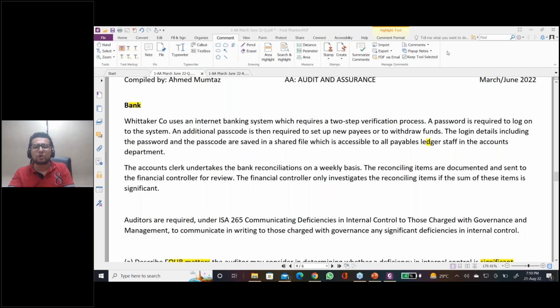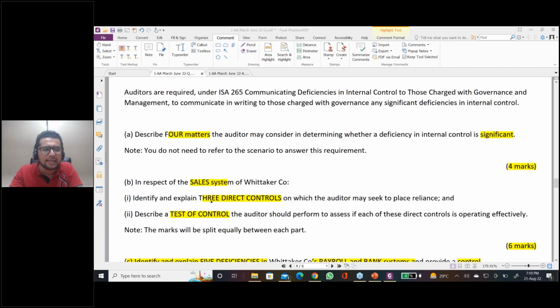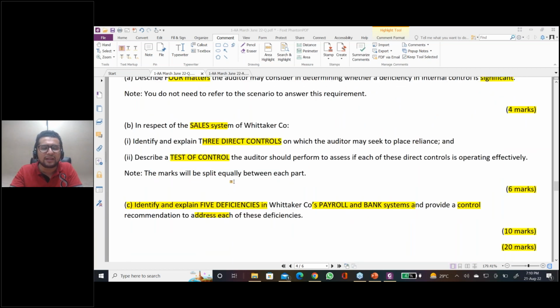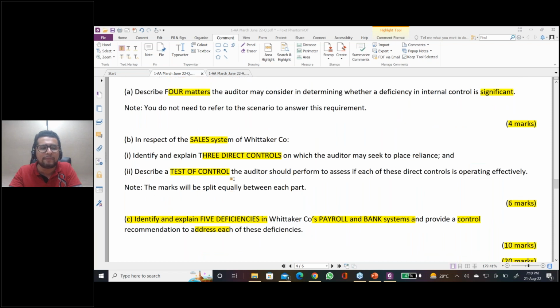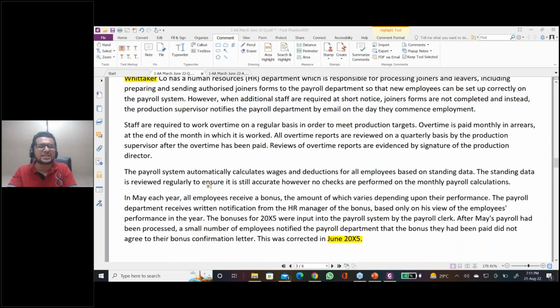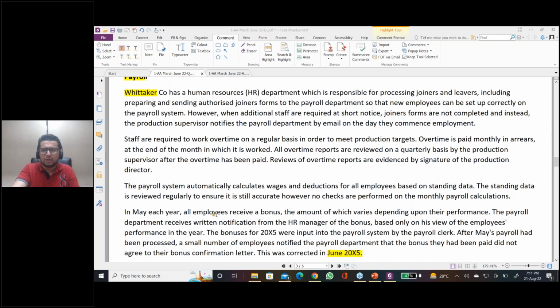So let's go to part C, and we have to identify and explain 5 deficiencies from the payroll and bank system. Let's start with the payroll system. I'm giving you 2-3 minutes, 4 minutes maybe. Maybe you will be able to read this whole story and identify the deficiencies on your own. So it's up to you. 3-4 minutes, payroll system, over to you. Then I will proceed.